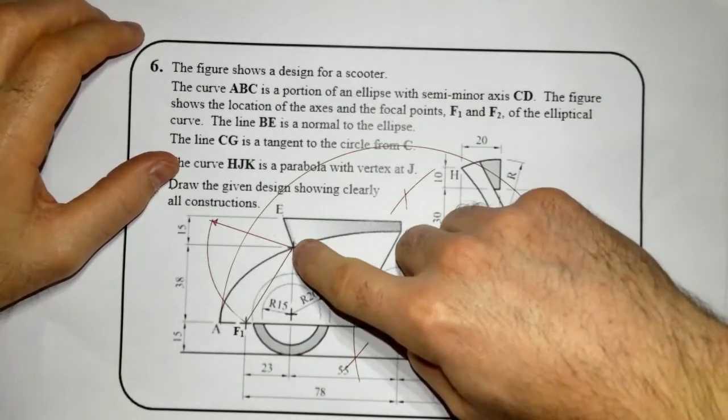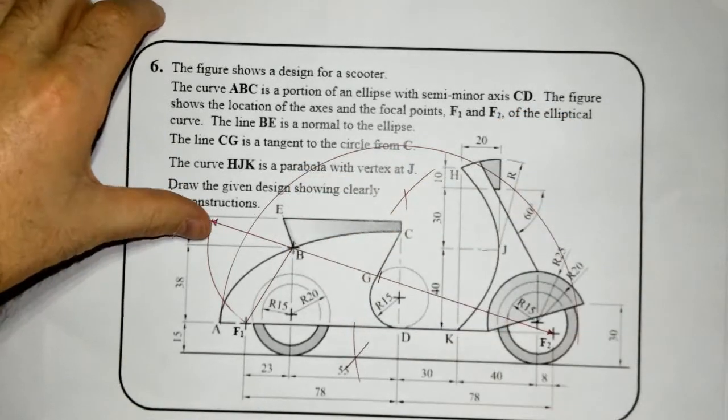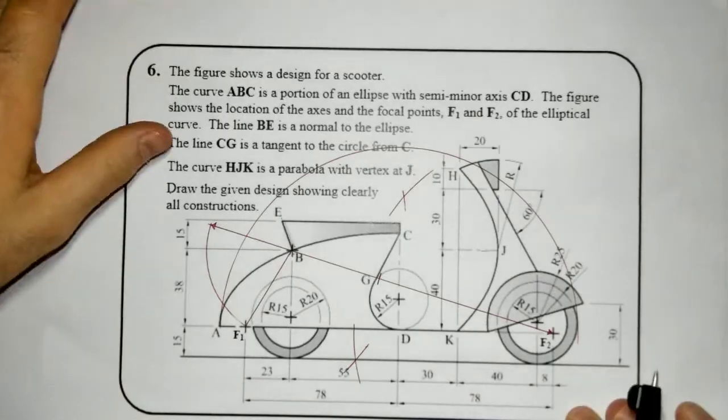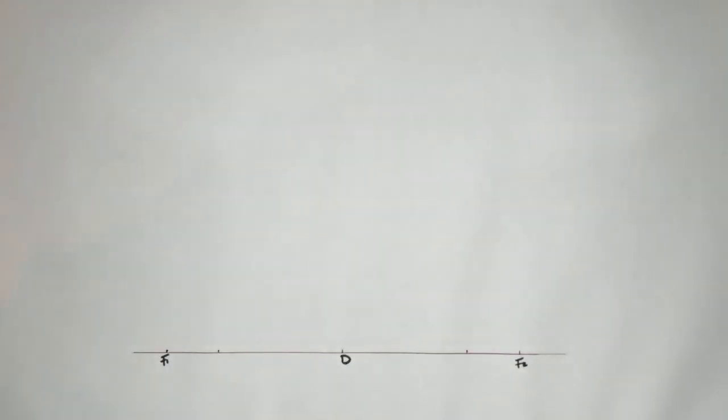From B we'll project up to cut the major axis, join it back through the center, and then come across, and we'll find the minor circle to give us C in a while. Okay, so I'm going to start with that now. So looking at the sheet, as you can see, I've already located my F1, F2 and D, which is basically the center of my major axis.